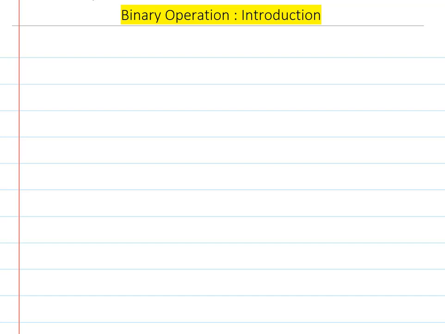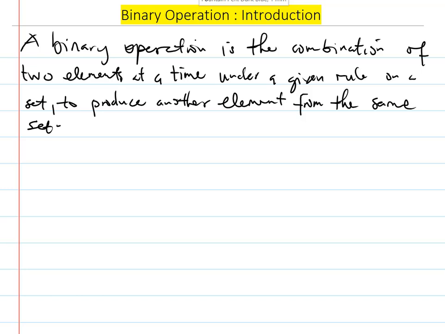Let's dive in. In today's episode, we are discussing binary operations. So what is a binary operation? A binary operation is the combination of two elements at a time under a given rule on a set to produce another element from the same set.